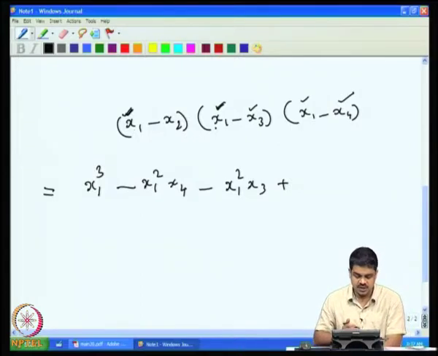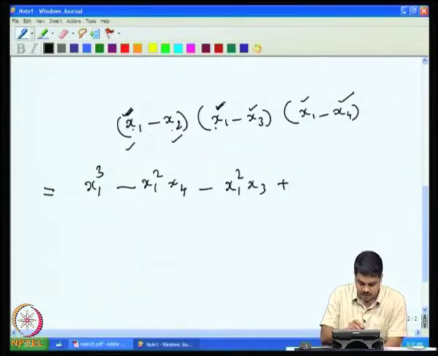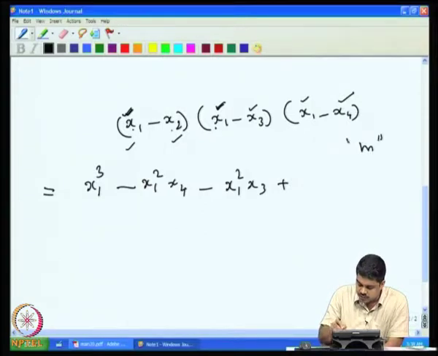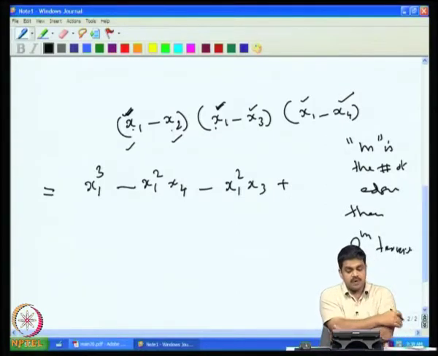How many terms can you generate? Because there are two possibilities of taking terms here. So, the picking up the multiplier from here. So, therefore, and also there are as many equations as the number of edges. So, m is the number of edges. If m is the number of edges, then we will have 2 to the power m terms. 2 to the power m terms will come.